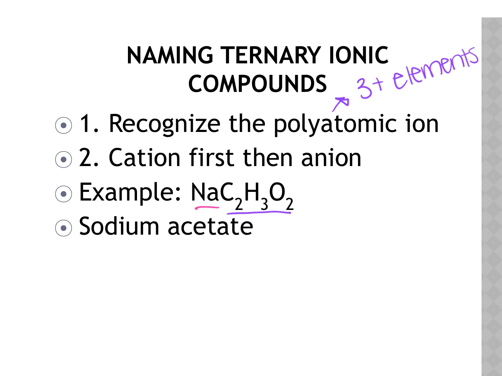So now we just look up the names. So the name of Na is sodium. And then you would look up C2H3O2 on your chart. If you look it up, what's the name? Acetate. One thing to notice, polyatomic ion names don't change. So we don't change the ending like we do with elements. It is exactly how you read it on your chart.